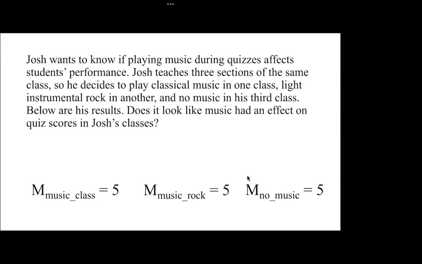So here is a very simple example. You can think of it as an A/B split test, or a similar experiment that you might run. Josh wants to know if playing music during quizzes affects students' performance. He teaches 3 sections, so he plays 3 different kinds of music. He plays classical music in one class, light instrumental rock in another, and then no music in his 3rd class. And so then he gets the results. He's comparing 3 groups and he gets the same average performance in each class.